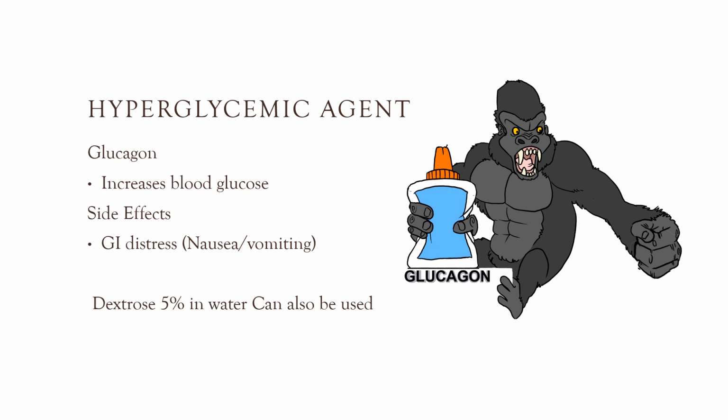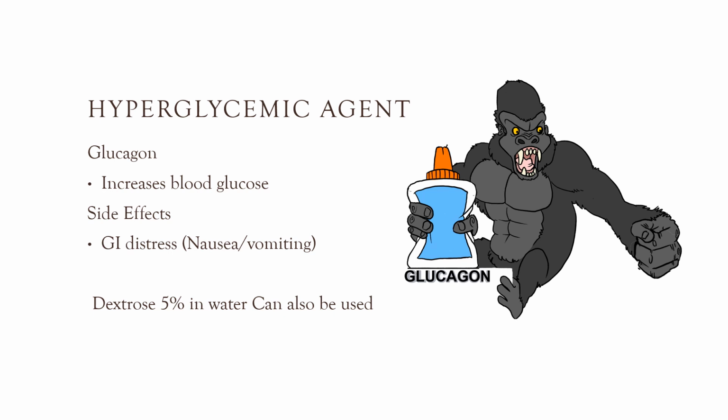And then lastly, for diabetes, we have our hyperglycemic agent. We have glucagon. This is going to increase our blood glucose. So this is someone whose blood glucose is too low. It can cause GI issues, nausea, and vomiting, and it is typically given IM.